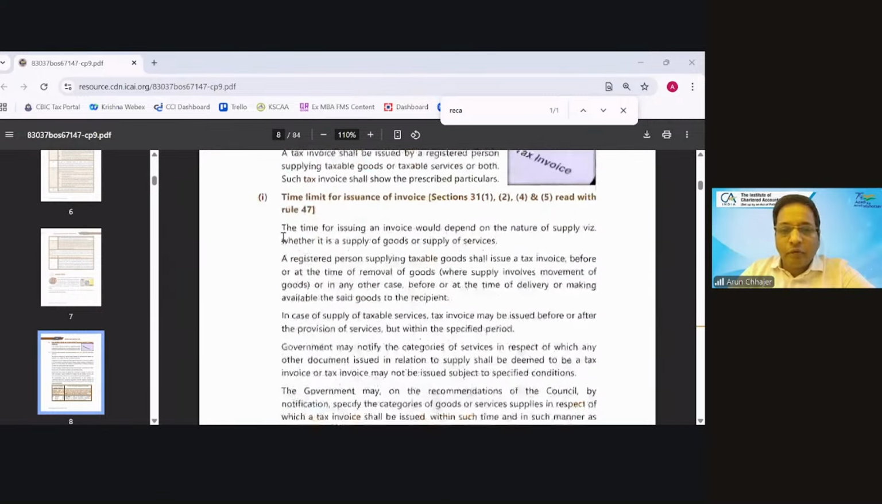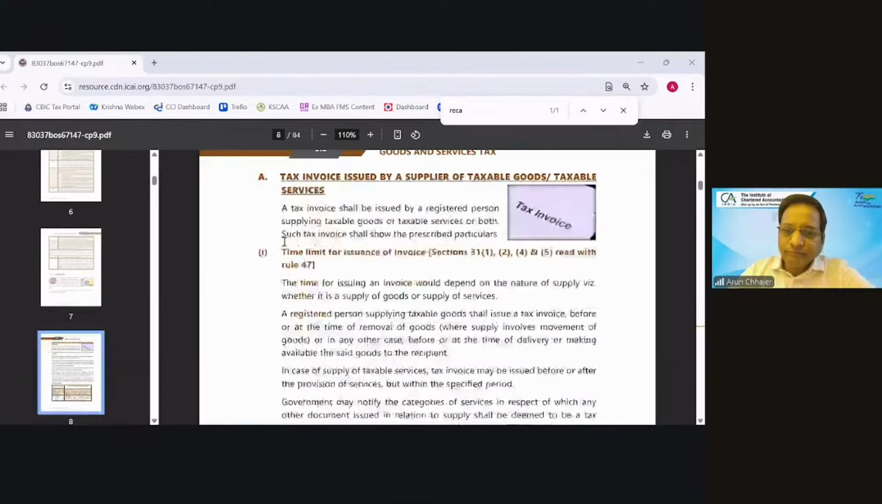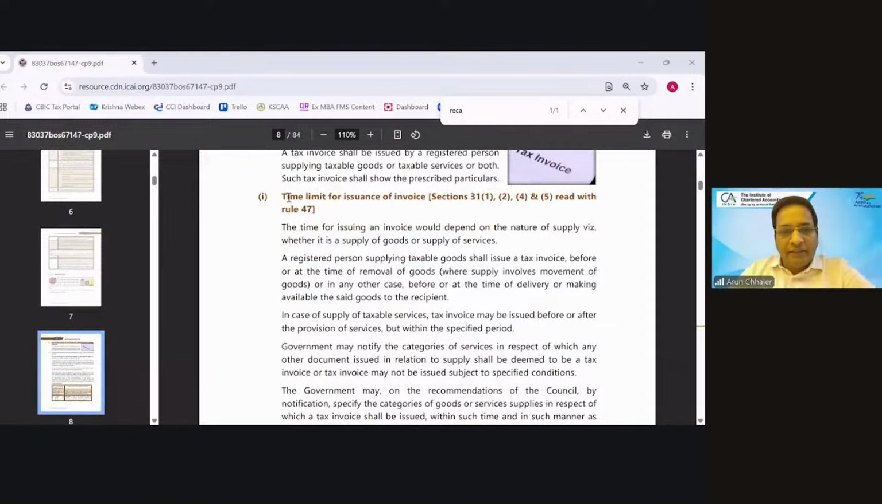Now rule 47. Time limit for issue of the invoice in case of 31.1, 31.2, 31.4, 31.5. Read with rule 47.